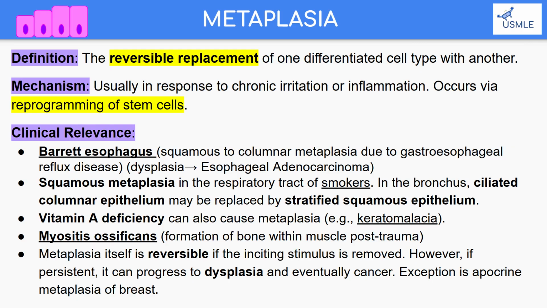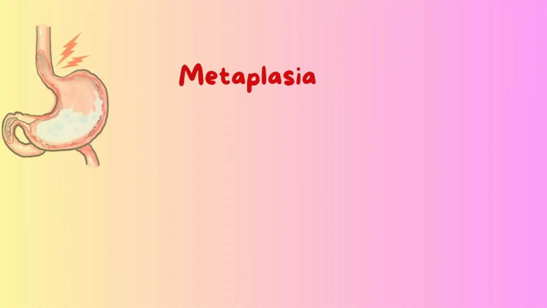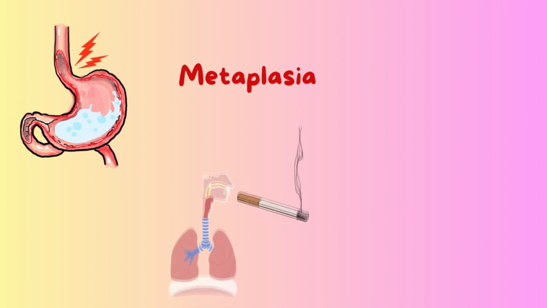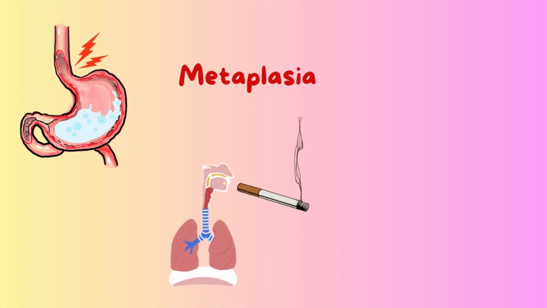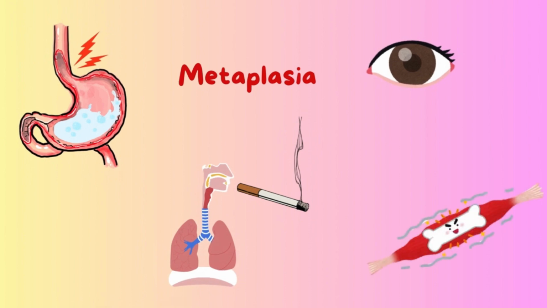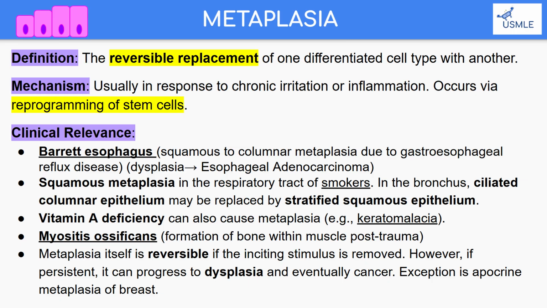Next, we have metaplasia. This is defined as the reversible replacement of one differentiated cell type with another. This occurs usually in response to chronic irritation or inflammation via reprogramming of stem cells. Examples include Barrett esophagus, where the squamous epithelium turns into columnar epithelium due to gastroesophageal reflux disease. Squamous metaplasia in the respiratory tract of smokers is also common. Here, the ciliated columnar epithelium may be replaced by stratified squamous epithelium. Vitamin A deficiency also causes metaplasia, called keratomalacia. Myositis ossificans is another form of metaplasia which results in the formation of bone within the muscle post-trauma. Even though it is reversible, it may progress to dysplasia and eventually cancer. An exception is apocrine metaplasia of the breast.